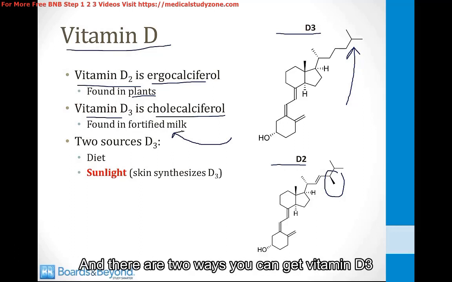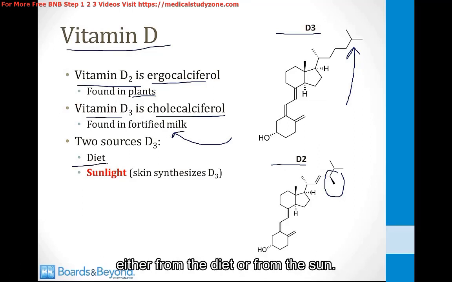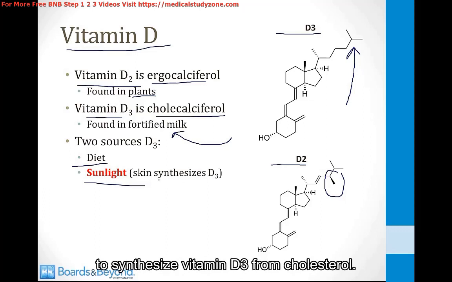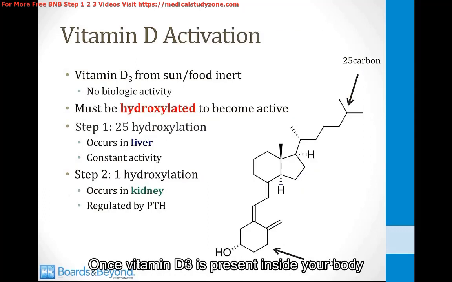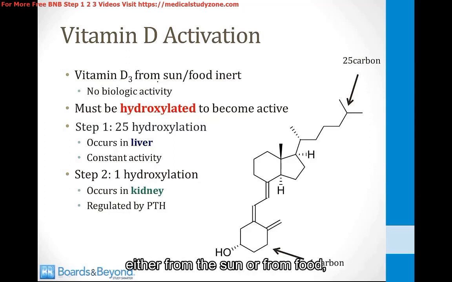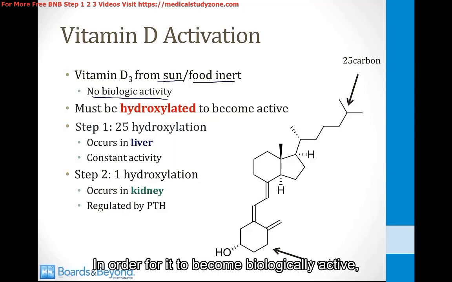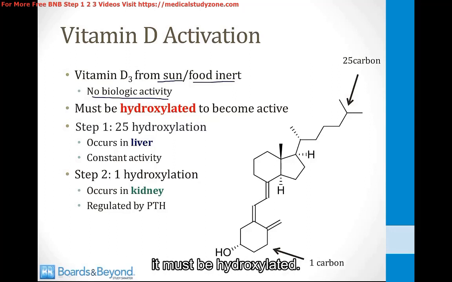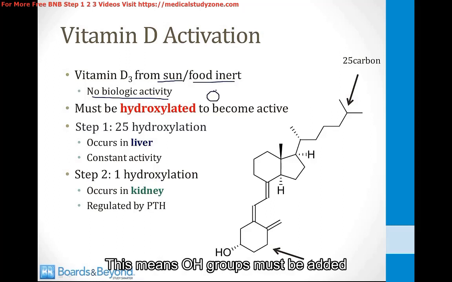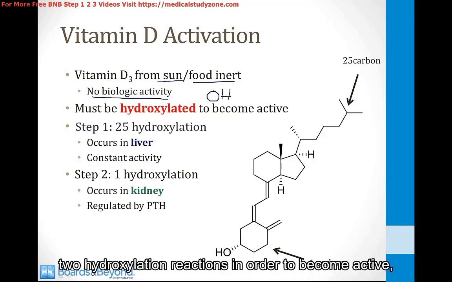And there are 2 ways you can get vitamin D3, either from the diet or from the sun. Sunlight can be used by the body to synthesize vitamin D3 from cholesterol. Once vitamin D3 is present inside your body, either from the sun or from food, it will be inert. It has no biological activity. In order for it to become biologically active, it must be hydroxylated. This means OH groups must be added to the molecule, and it has to go through two hydroxylation reactions in order to become active.